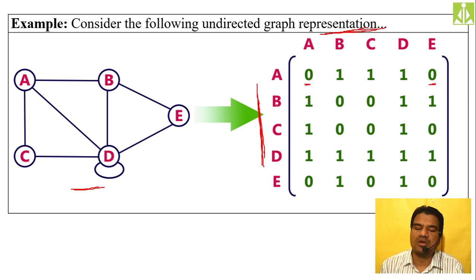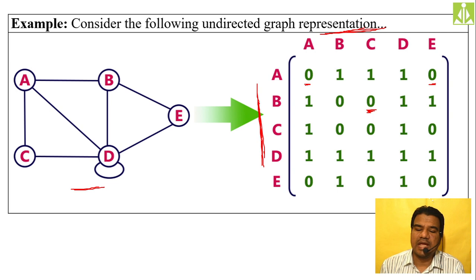Then go to B. From B to A we have this particular link. Then B to B no edge, 0. B to C we have? No, no, we don't have B to C. So B to C also 0. You can see this one. B to C is this one. This is 0. Then B to D we have direct edge, 1. So B to E also we have direct edge, 1.